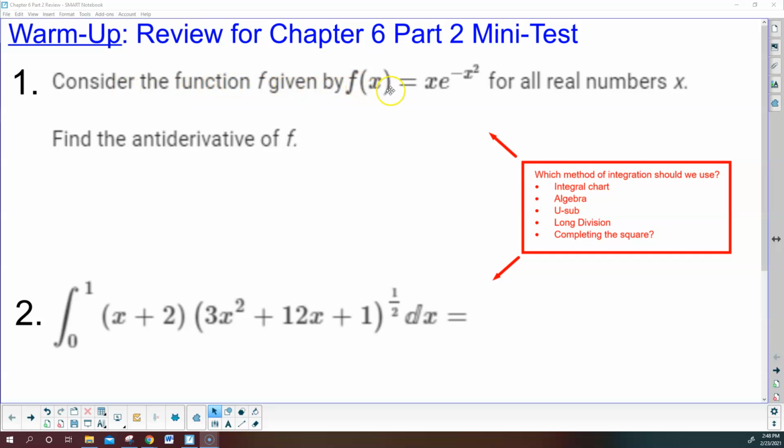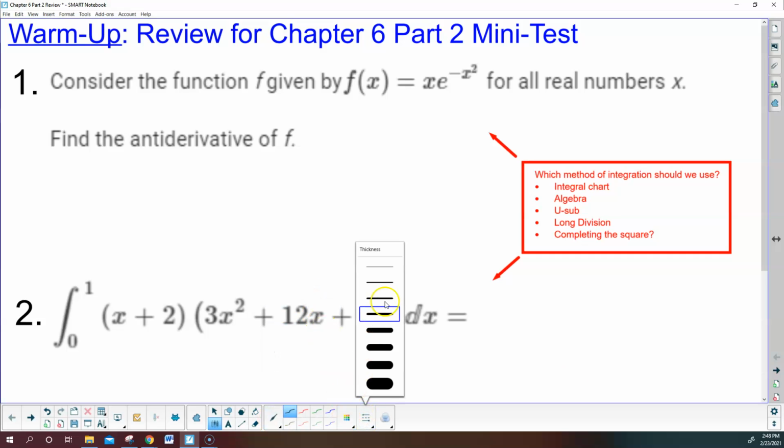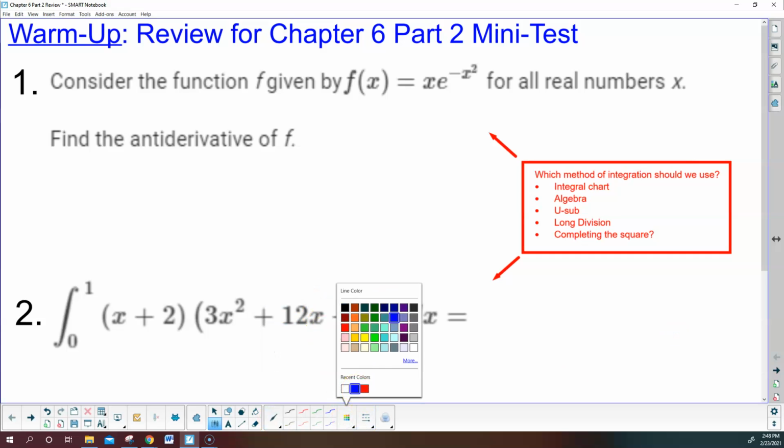Consider the given function f of x equals x e to the negative x squared for all x values. Find the antiderivative. So another way to look at this is when they say find the antiderivative, what they're really asking us for is to take the antiderivative by using integration. So when I think about integration, I think of what we've done so far. Okay, is this something that is directly on my chart? No, it's not one of our quick answers.